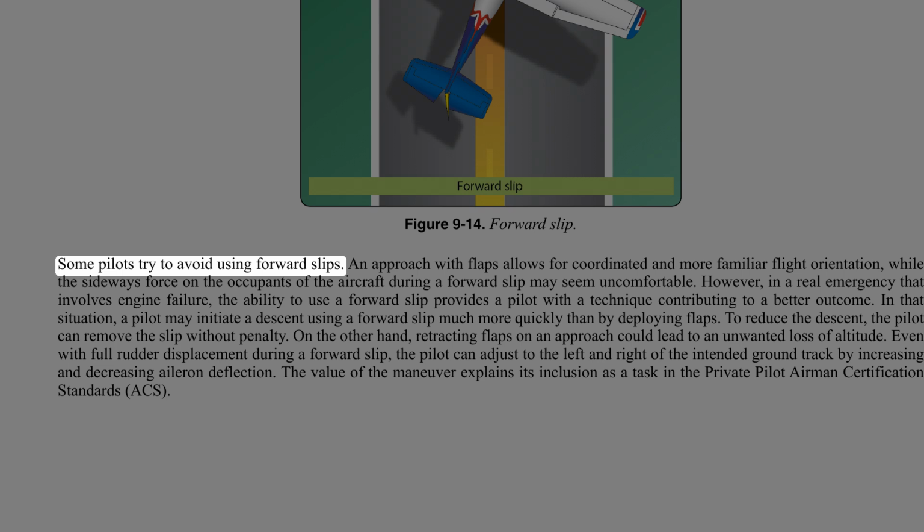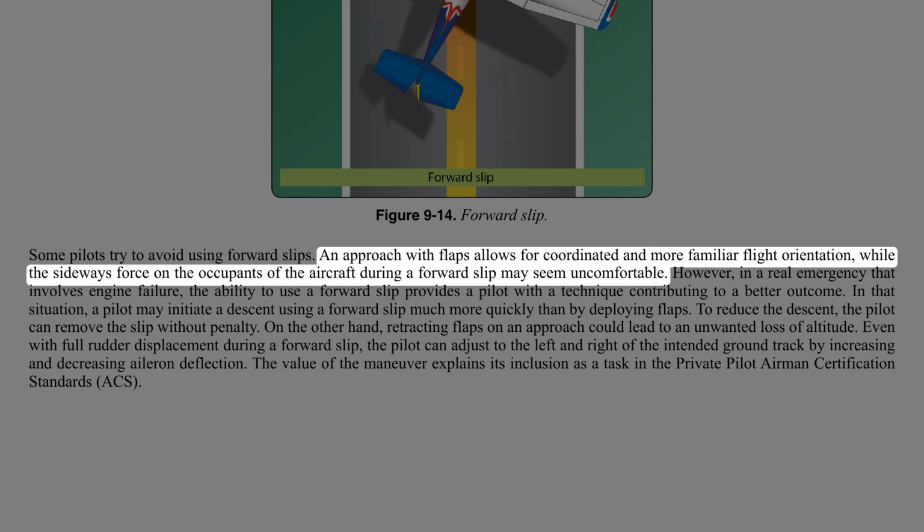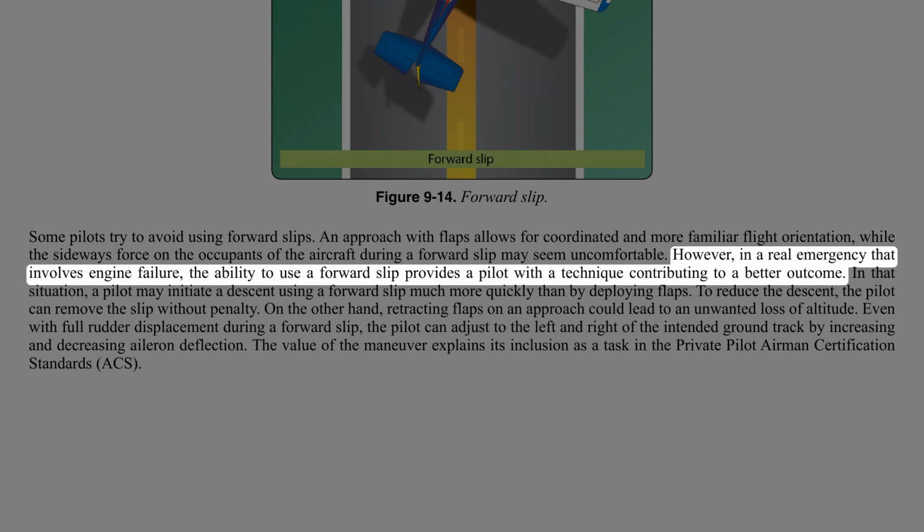Some pilots try to avoid using forward slips. An approach with flaps allows for coordinated and more familiar flight orientation, while the sideways force on the occupants of the aircraft during a forward slip may seem uncomfortable. However, in a real emergency that involves engine failure, the ability to use a forward slip provides a pilot with a technique contributing to a better outcome.